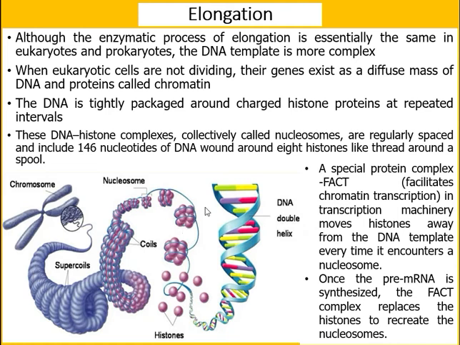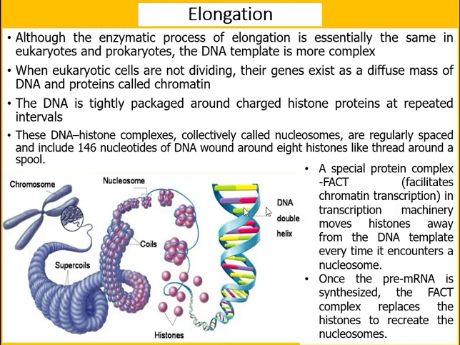This association is to be broken, at least temporarily broken, for transcription to be continued. For that, there is a protein complex called FACT, a facilitator of chromatin transcription. What does it do? It is a part of the transcription machinery. It will move histones away from the DNA template every time it comes across a nucleosome. So when it moves along the gene and sees a nucleosome, it will remove the histones. And once mRNA is synthesized, FACT will replace the histones to recreate the nucleosomes. So that is also important.